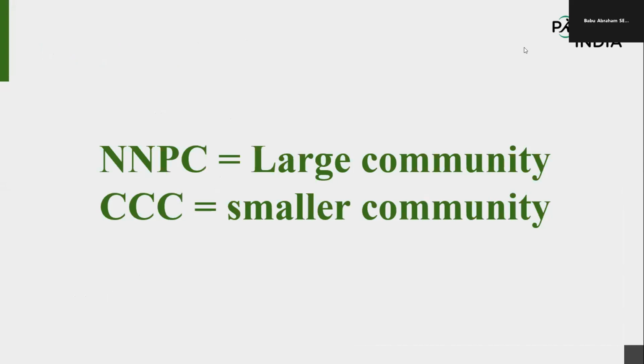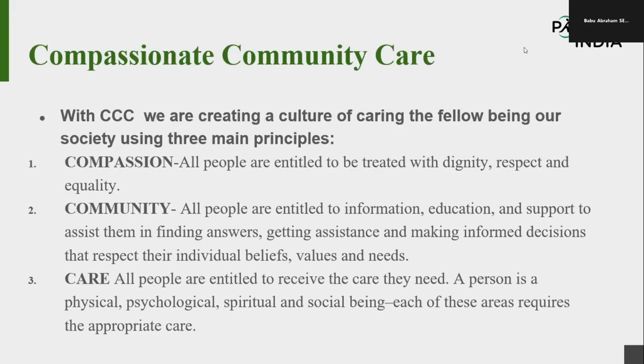The NNPC concept is for a large community, but when we look at smaller groups, we'll be using the triple C concept. Triple C means compassionate community care. We'll see the concept in detail. We will use this concept for small communities like residents associations, welfare organizations, arts and sports clubs, or the pensioners association and senior citizen association.